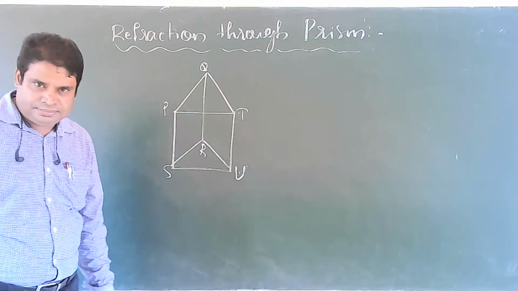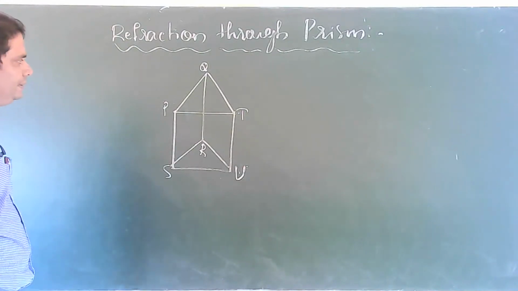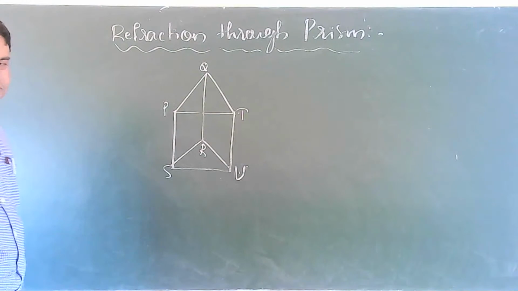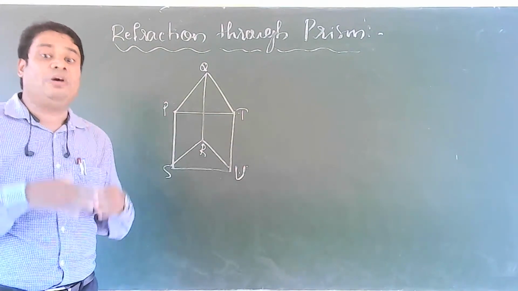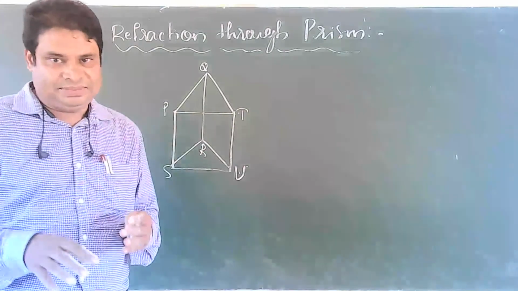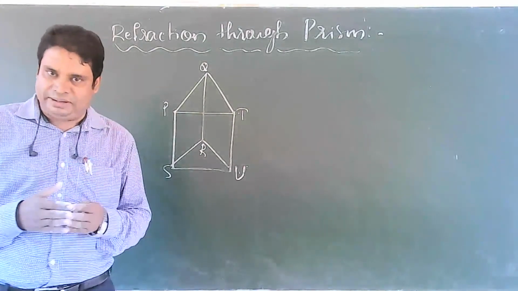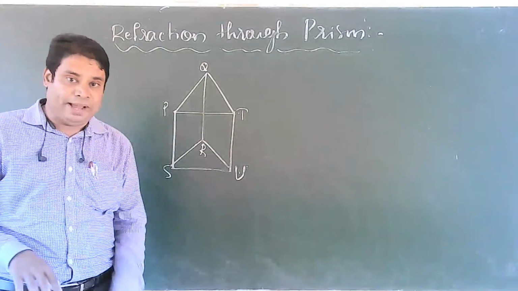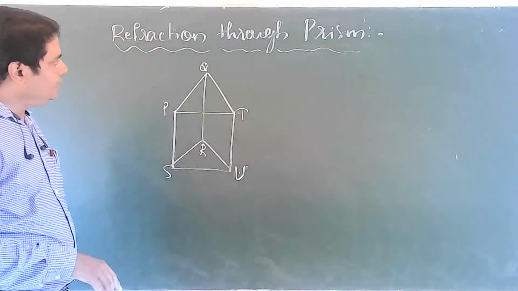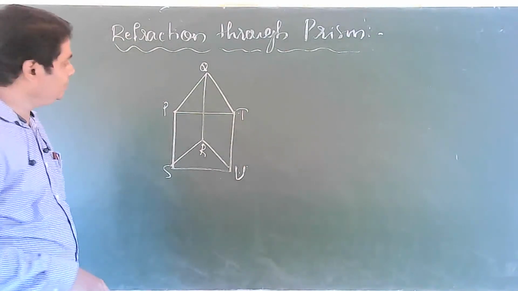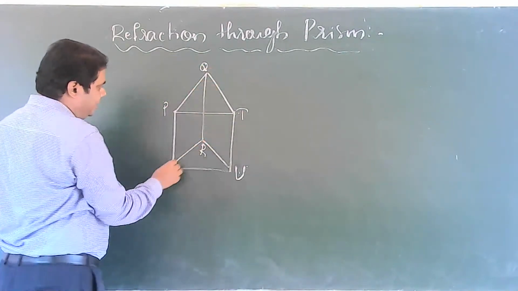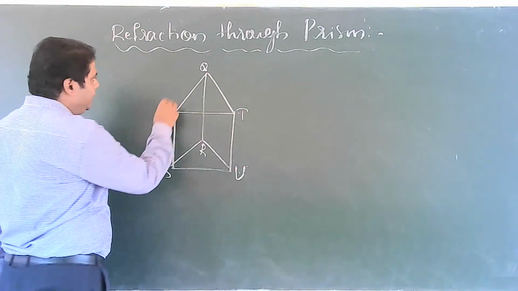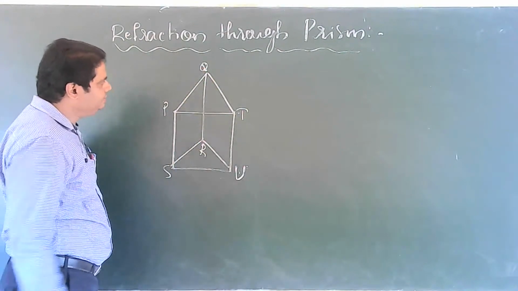This is a prism. Correct? What is a prism? Simple. A prism is an optical medium bounded by three rectangles. We have the rectangles P, Q, R, S. Let me repeat, P, Q, R, S. That is the first one.